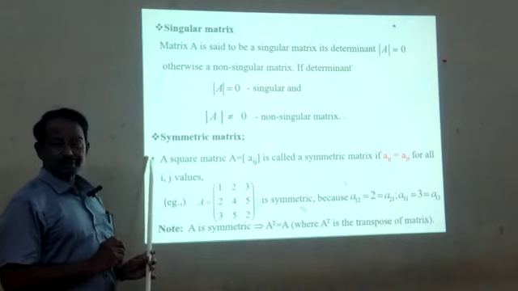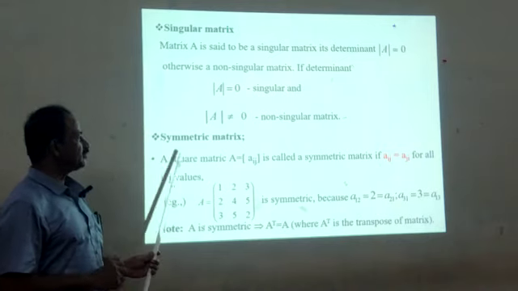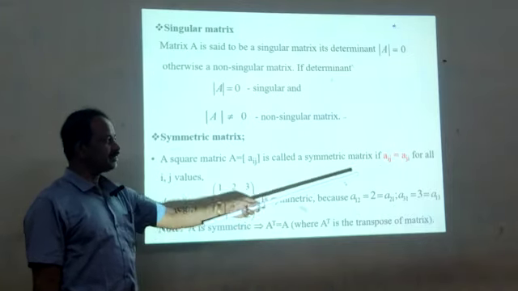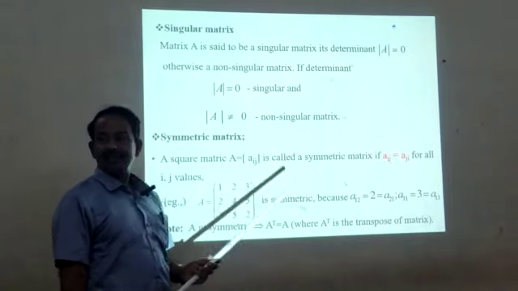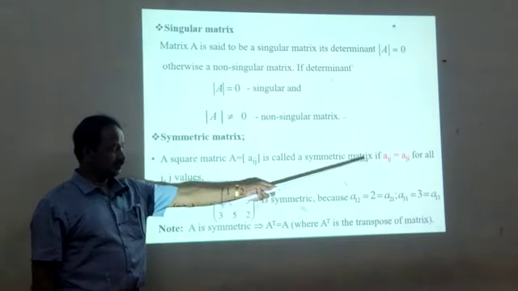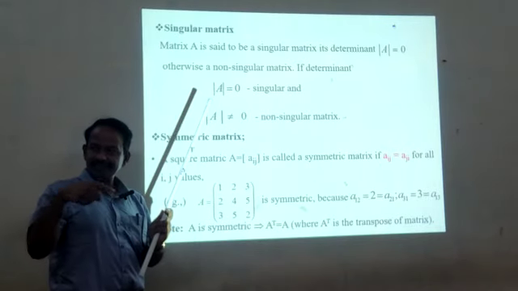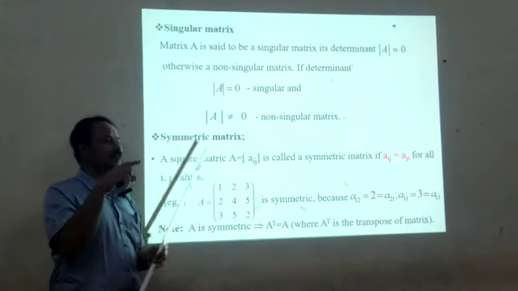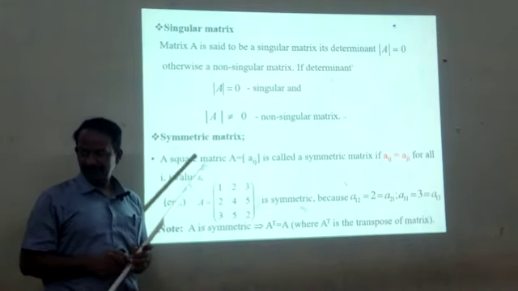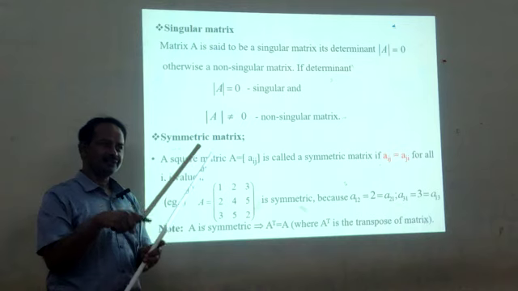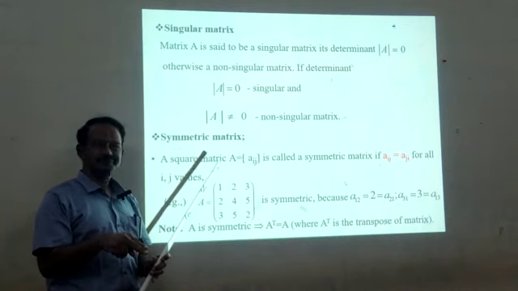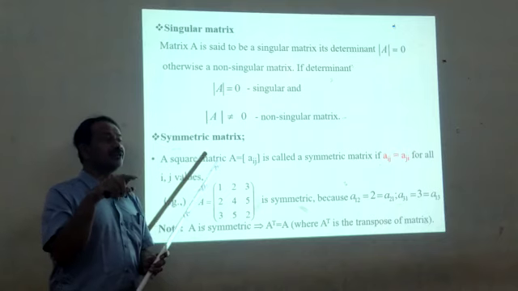Symmetric matrix, a very important one. A square matrix A equals Aij is called a symmetric matrix if Aij equals Aji. Very important condition: Aij equals Aji. For example, you just take 1, 1. For i equals 1 and j equals 1, interchange, the answer will be A11. Okay, just take A12.